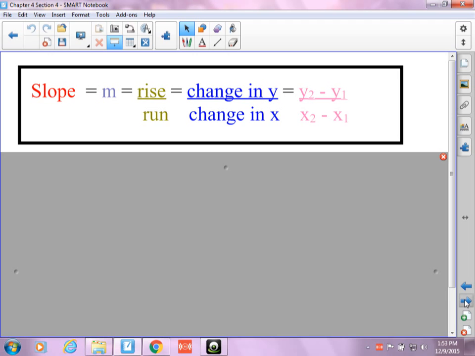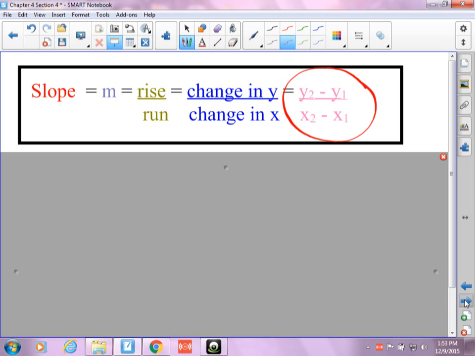Sometimes we see it as the letter M. Sometimes we see it as the rise over the run, and you heard Miss Clemenson talk about that a lot. Rise over run. It's the change in Y over the change in X. And the one that we're going to focus on today is this right here. This is the slope formula. It's y2 minus y1 over x2 minus x1.